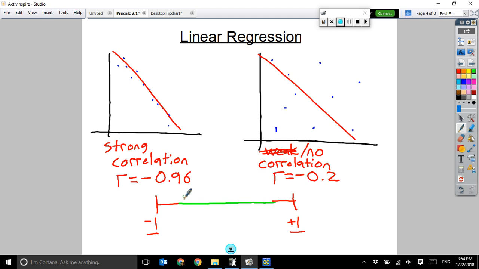If I get a little bit wider, I have values going from -0.7 to -0.6, or on the other side, +0.7 to +0.6. So my R is somewhere in this range. We will call that weak correlation.